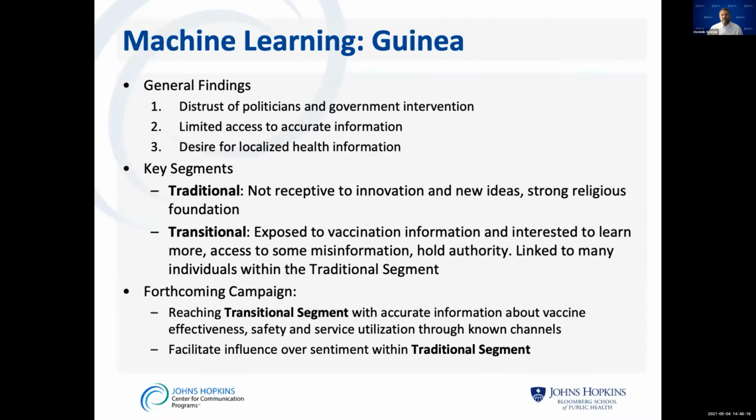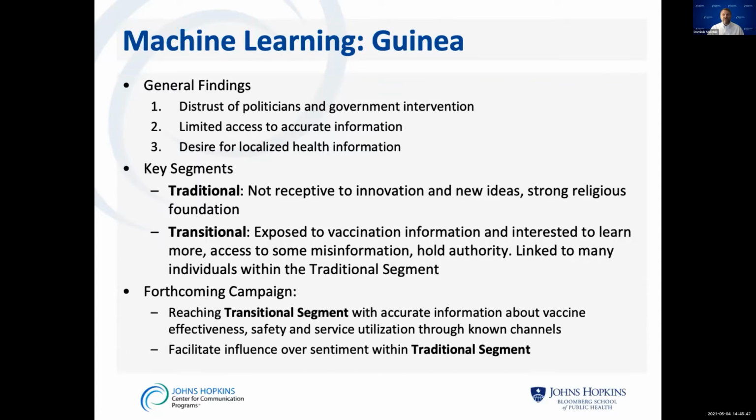The work revealed 3 general findings. 1 is the distrust of politicians and government intervention. 2, the lack of accurate health information. And 3, a desire for localized health information, meaning the individuals want to know what services are available in their community, and they also want to know how to access those services and find locally relevant answers to their questions. Also, several population segments were identified.